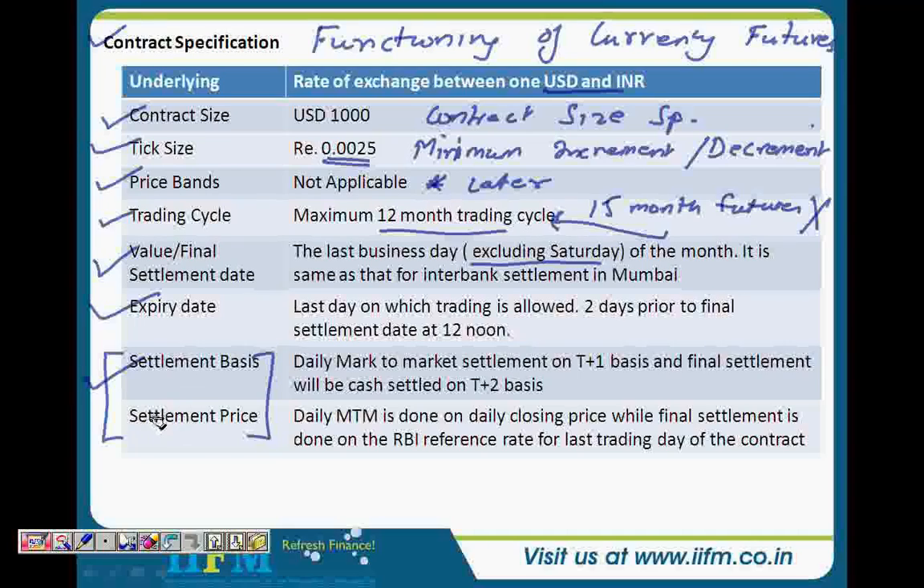So settlement basis in the currency futures market: you have daily mark to market settlement on a T+1 basis, and final settlement will be cash settled on a T+2 basis, which we have already discussed. I think we'll have to explain mark to market, which is a new term. So let's try and understand mark to market.